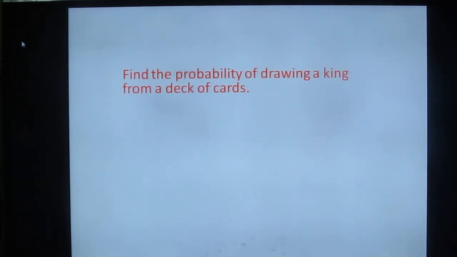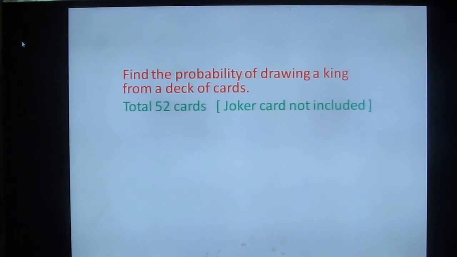What is the probability of drawing a king from a pack of cards? Totally how many cards are there? 52 cards. Joker cards are not included, one or two, both jokers are not included. So what is n of s? N of s is 52.